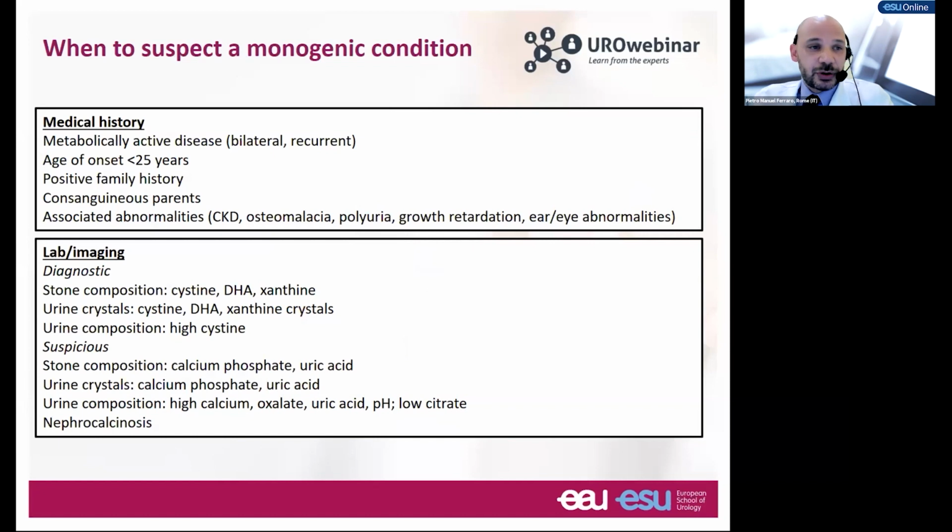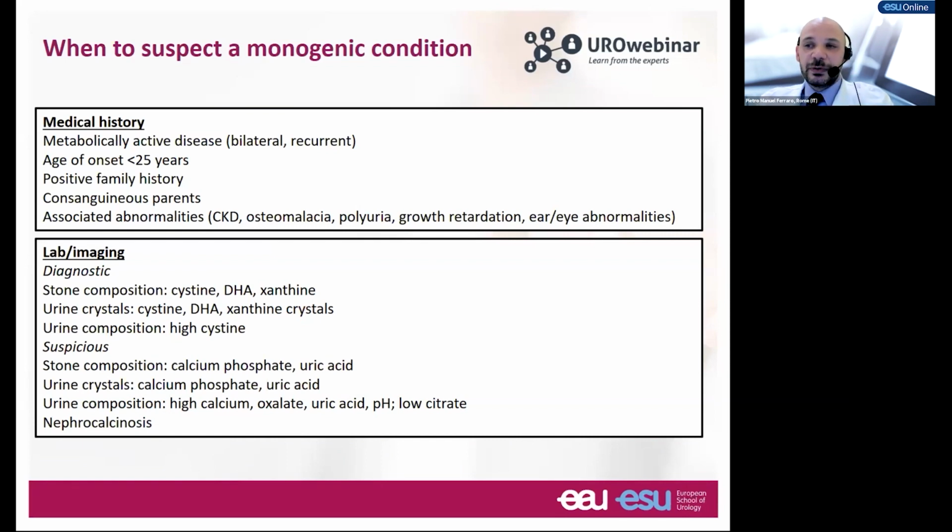So when to suspect such conditions, some elements might give us a clue: metabolically active disease, age of onset before 25 years, a positive family history, consanguineous parents, and associated abnormalities in terms of involvement of the kidney, of the bone, of the ear and eyes.